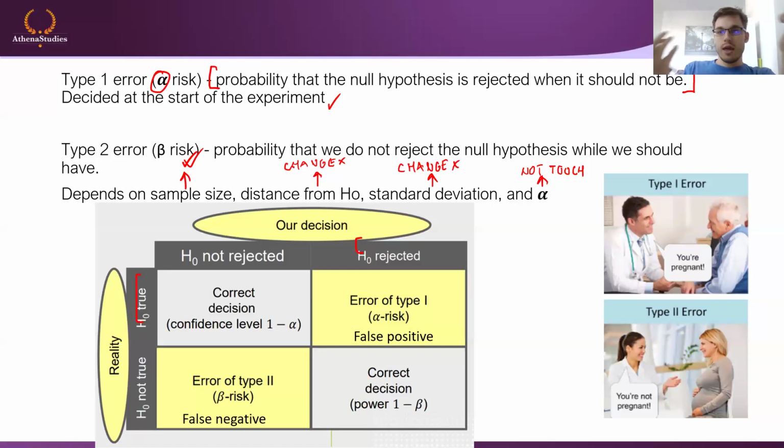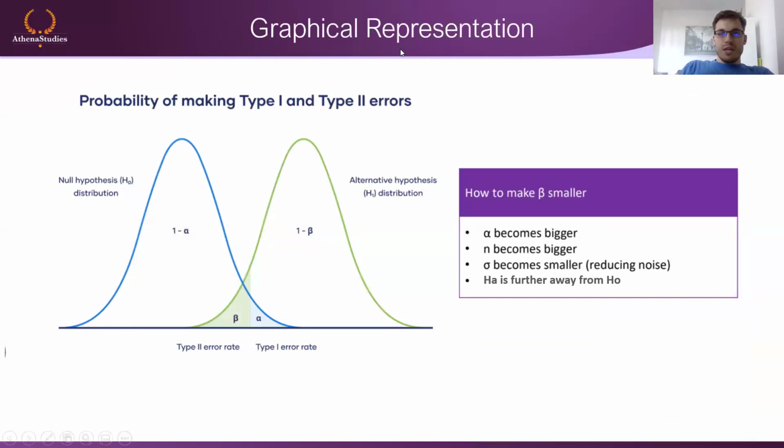Now this is going beyond the capacity of the course, but statistics is a game of trade-off. You're always trading something for something else. Like you're trading accuracy for clarity. You're trading clarity for how long it's going to take you to do the course, and so on and so forth. Okay, now see here. This is a graphical representation of what I was just saying. So how to make beta smaller?